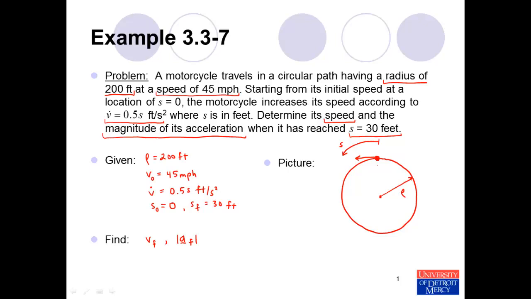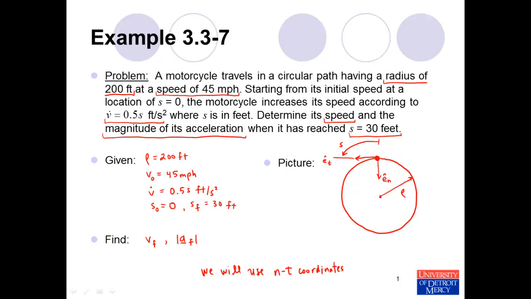And so where we're given so much information about path and travel along the path, that signals to us that NT, or path coordinates, are a good choice for a coordinate system. So we will use NT, normal tangential coordinates. And with NT coordinates, the direction of motion tangent to the path is the tangential direction, and normal to that, perpendicular to that, pointed towards the center of curvature, is the normal direction.